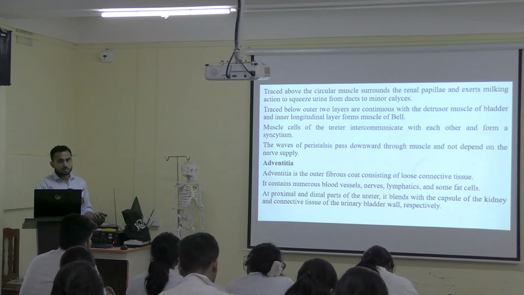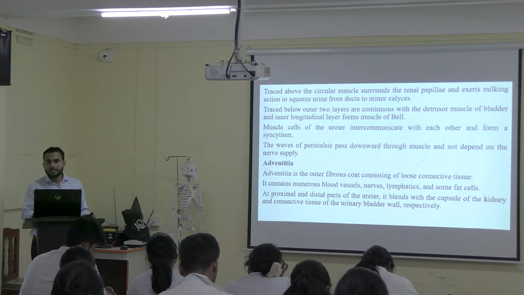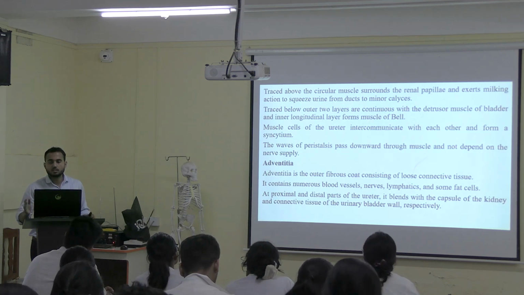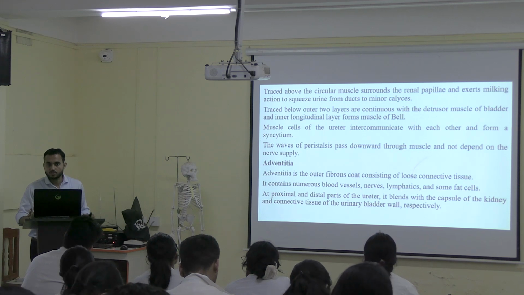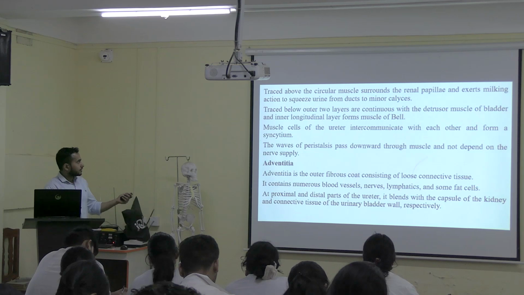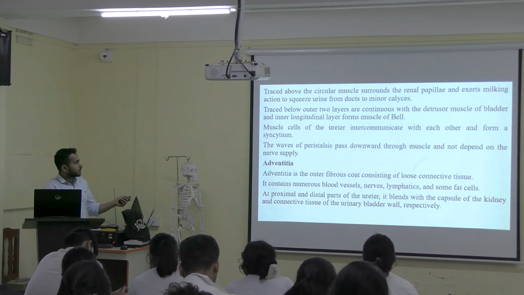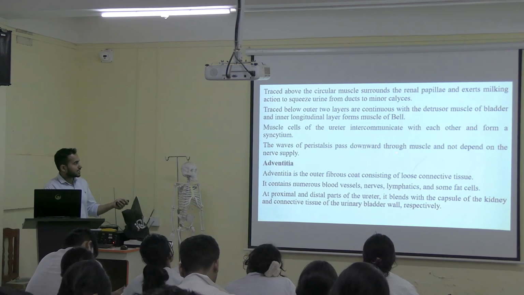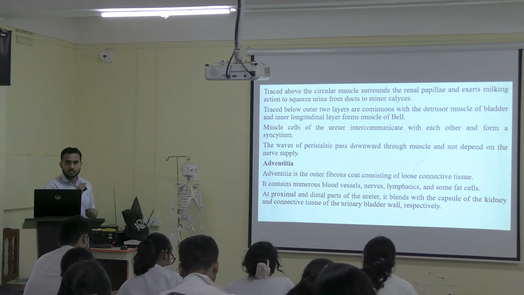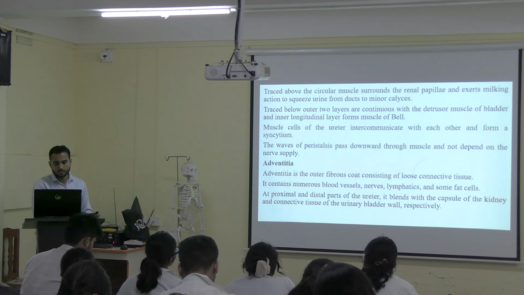So this inner longitudinal layer is continuous and it is forming the muscle of Bell, which is present in the trigone of the bladder. Next, the waves of peristalsis pass downwards through the muscle and do not depend on the nerve supply. This is how the urine passes through the ureter.